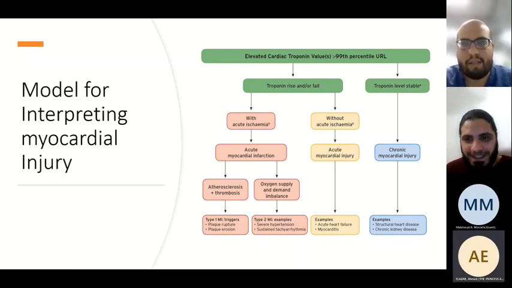Can you see the slides, or has it stopped sharing? I still can see it.